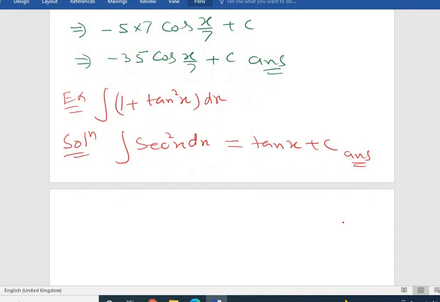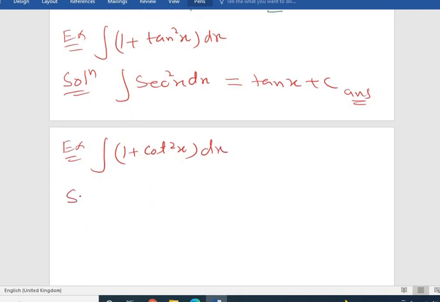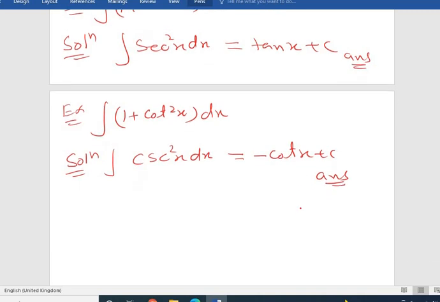Now parallelly, if I want to explain you this type of question is given like evaluate this integral as 1 plus cotangent square of x dx, then what is that? Since the solution is very easy, what you have to do? Since 1 plus cotangent square x is CSC square of x, and the integration of CSC square of x is minus cotangent of x plus c. So this is the answer of that question. Hopefully you people understand until now.